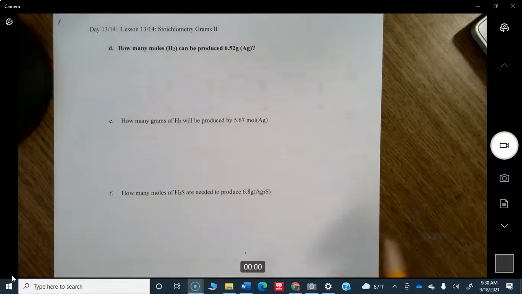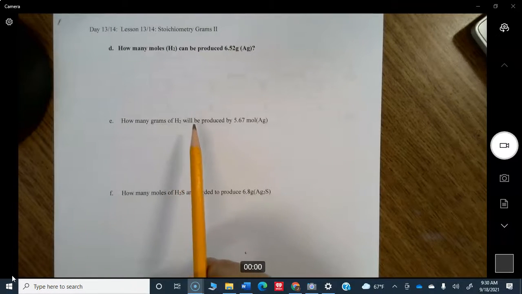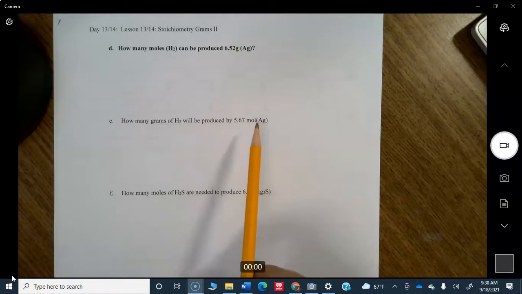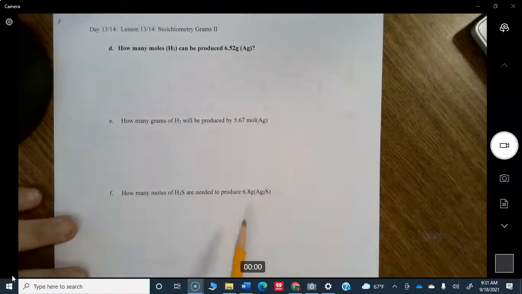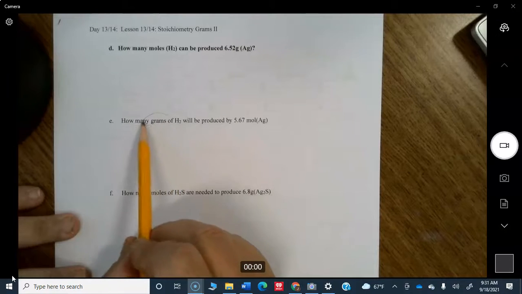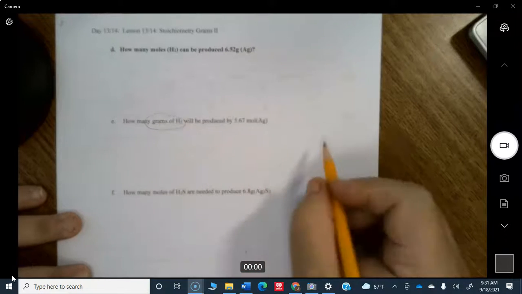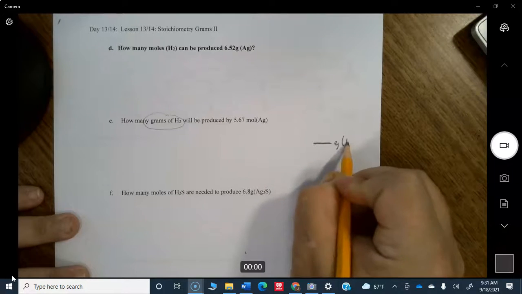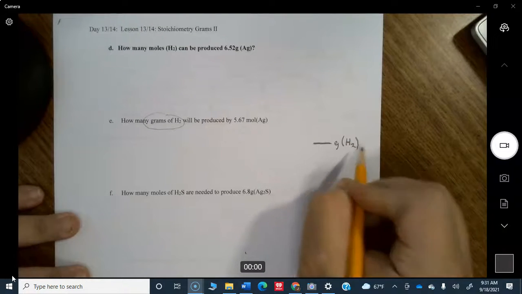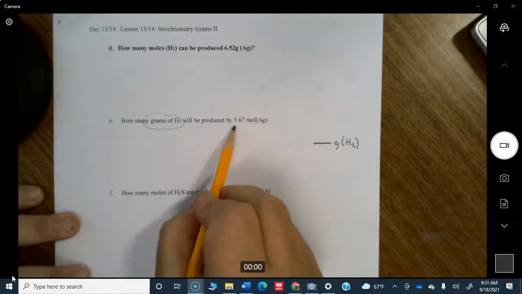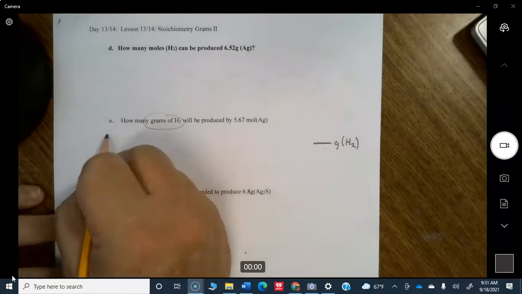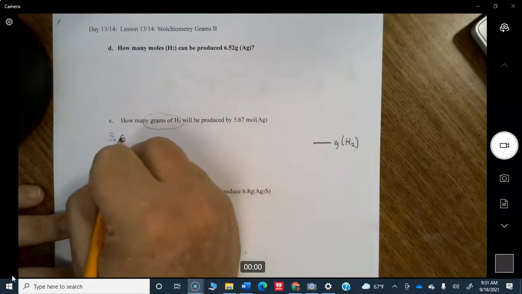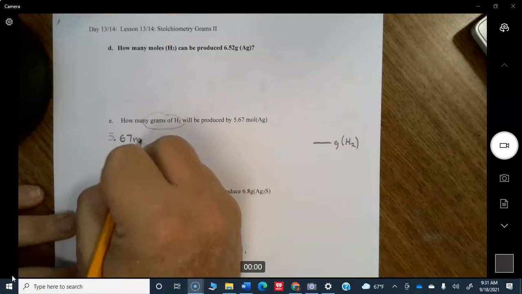Okay, so how many grams of H2 will be produced by 5.67 moles of Ag? So we're dealing with the same equation. So what you're looking for is grams of H2. So we can go ahead and write that over here right away. Some number grams of H2. And we start with a number, 5.67 moles of Ag. So I'm going to start way over here, because I may not know at this point how many conversions I'm going to need. So I'm going to leave a lot of space.